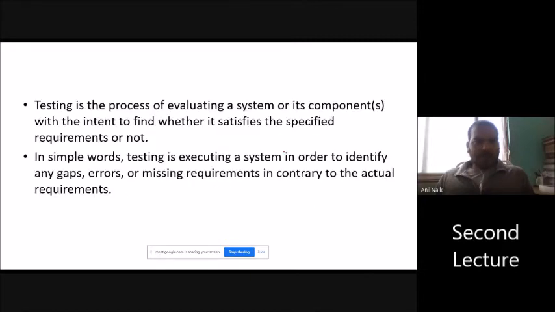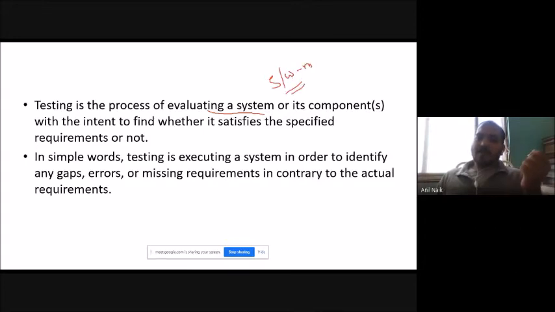Software testing introduction: testing is a process of evaluating a system or its component with the intent to find whether it satisfies the specified requirements or not. So we are testing a software or its components. Its components means modules.